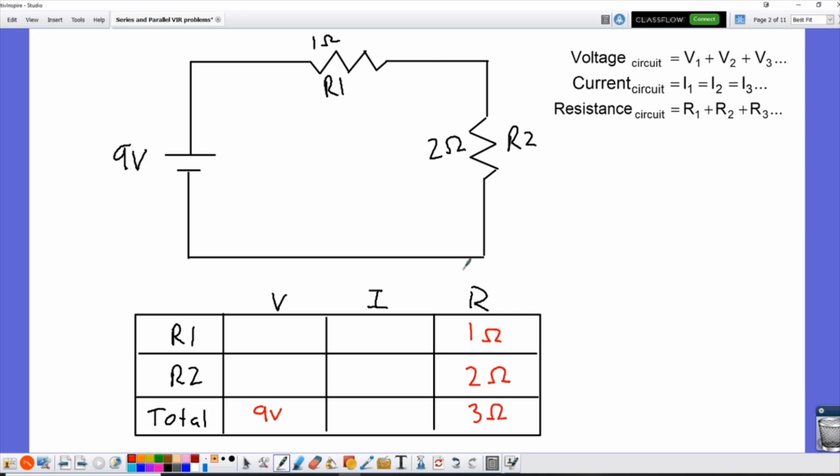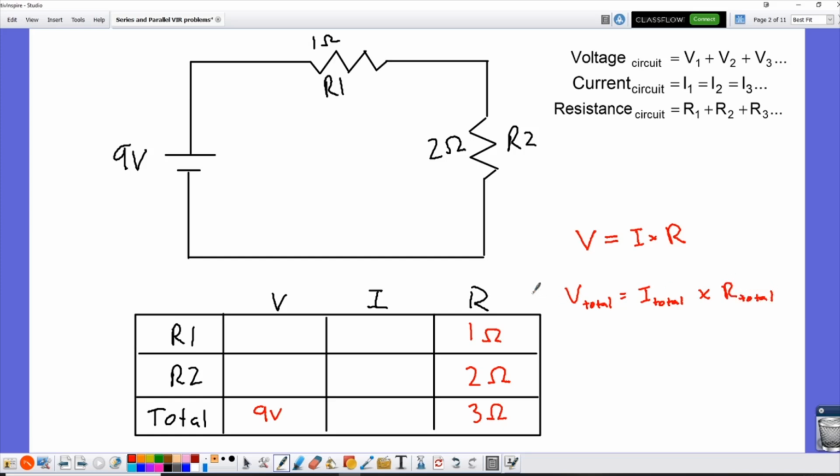All right, so now where do we go from here? We don't have any other values and we can't really calculate anything, but we do know we can apply Ohm's law to this. So Ohm's law, if you remember, is V equals I times R. Okay, V equals I times R. And this also applies for the total. So V total is equal to I total times R total.